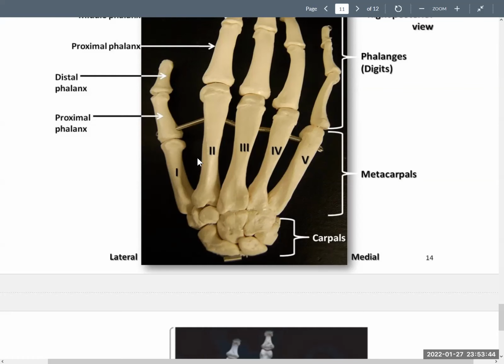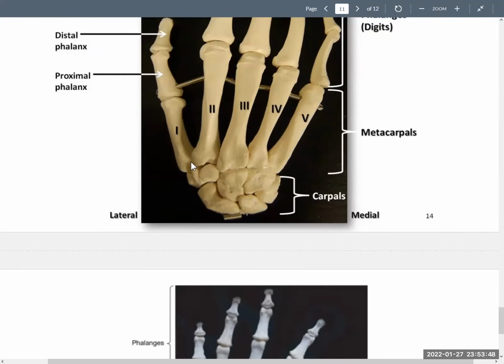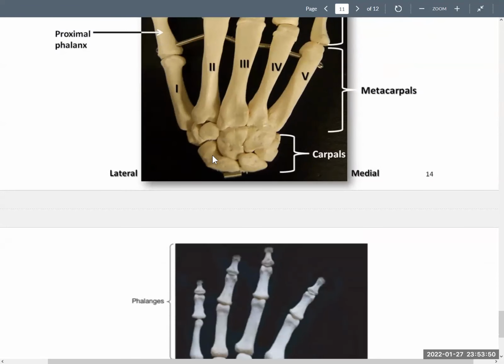I always like this part. And who said the hand was hard? Well, now this is why they say it's hard. Because you got this mess of bones down here. There are 8 bones left. And they make up your wrist. And they're called carpals.